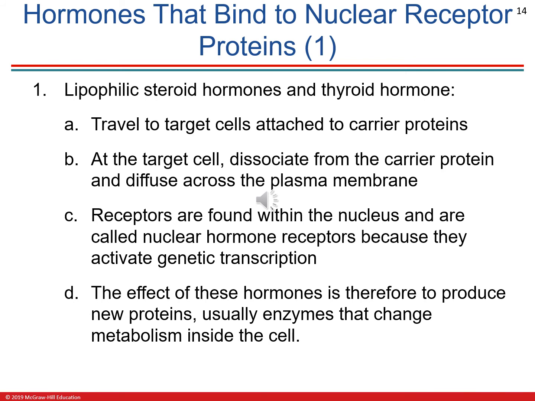When they are in front of the target cell, they detach from the carrier and diffuse across the target cell membrane. Now, the receptor is found inside the target cell, either in the cytoplasm or in the nucleus. And sometimes they have more than one receptor. But it's important to know that these receptors are called nuclear receptors because they activate genetic transcription of the RNA.